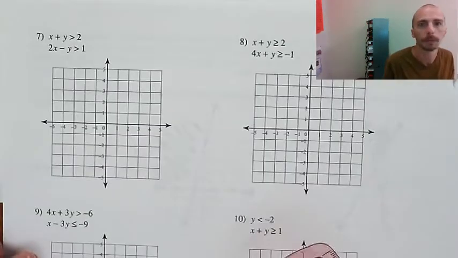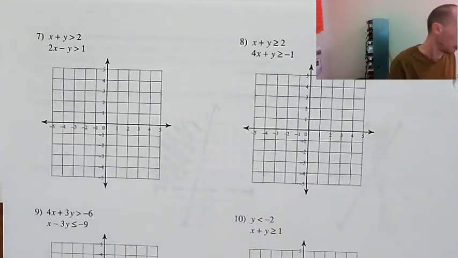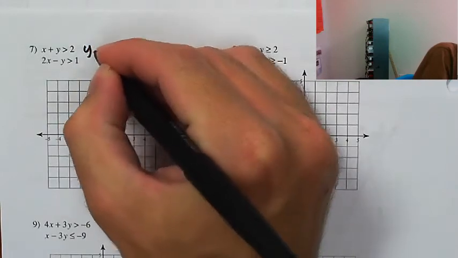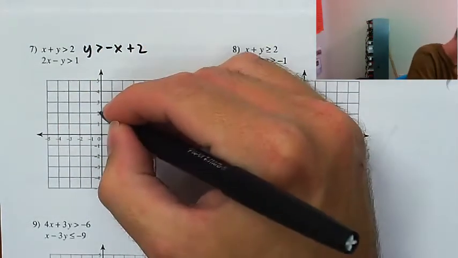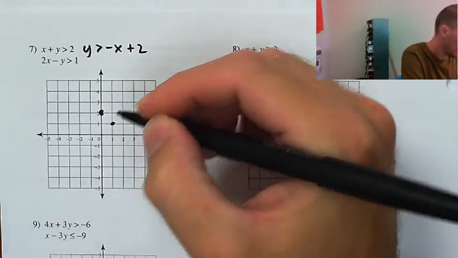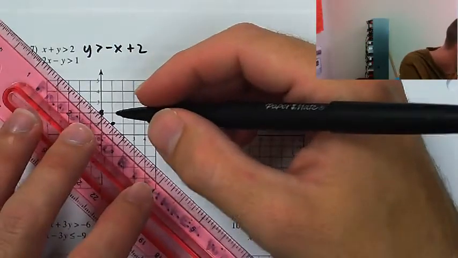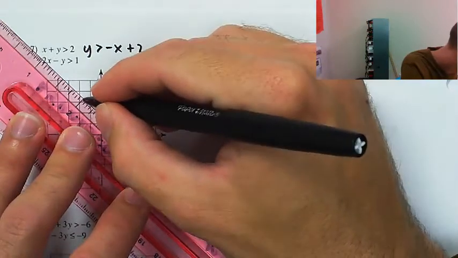You do all these, you feel good about them, you know what you're doing, right? So x plus y is greater than 2. That's, I might solve for y on this one because it would be easy. I would just subtract x from both sides. Negative x plus 2. Okay, and that's a strictly greater than, so it's going to be a dotted line.